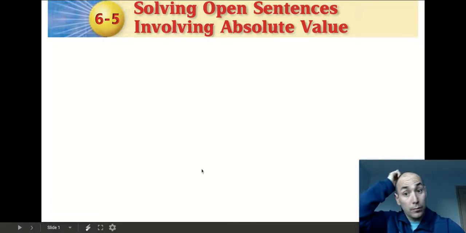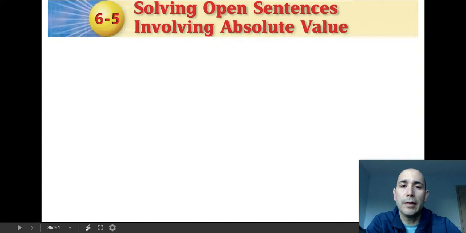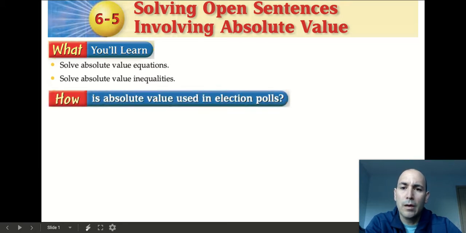All right, so we're going to go over Chapter 6, Lesson 5, solving open sentences involving absolute value. We're going to learn how to solve absolute value equations, and we're going to learn how to solve absolute value inequalities. How is absolute value used in election polls?